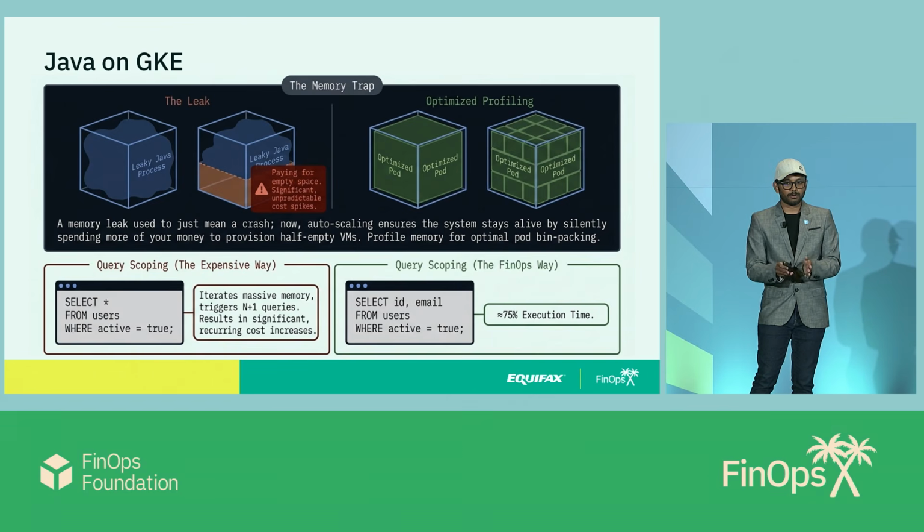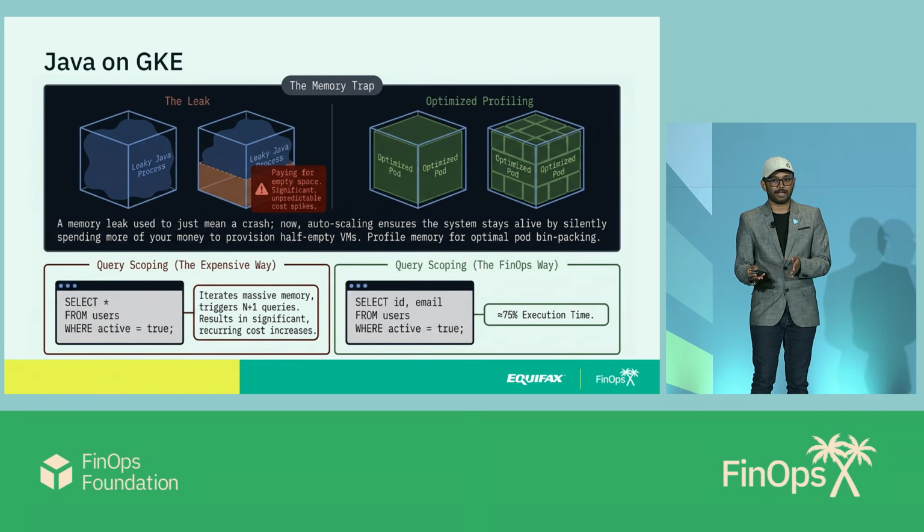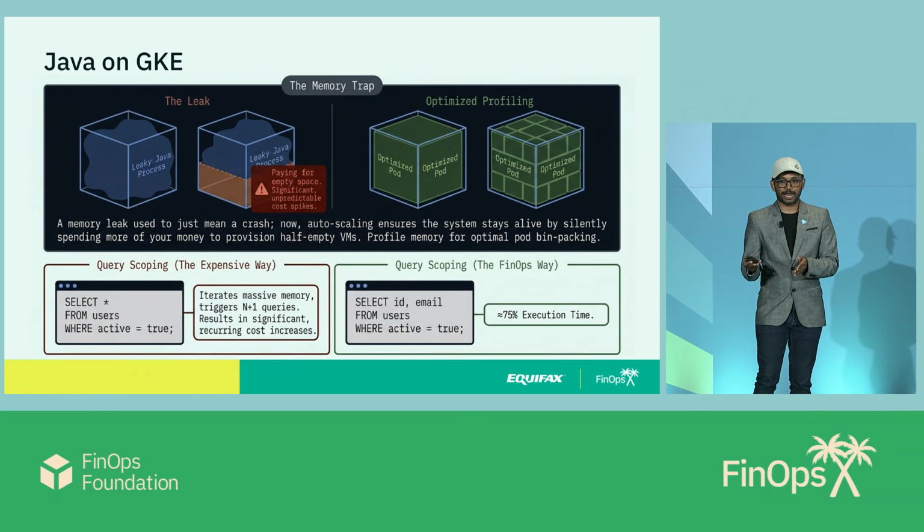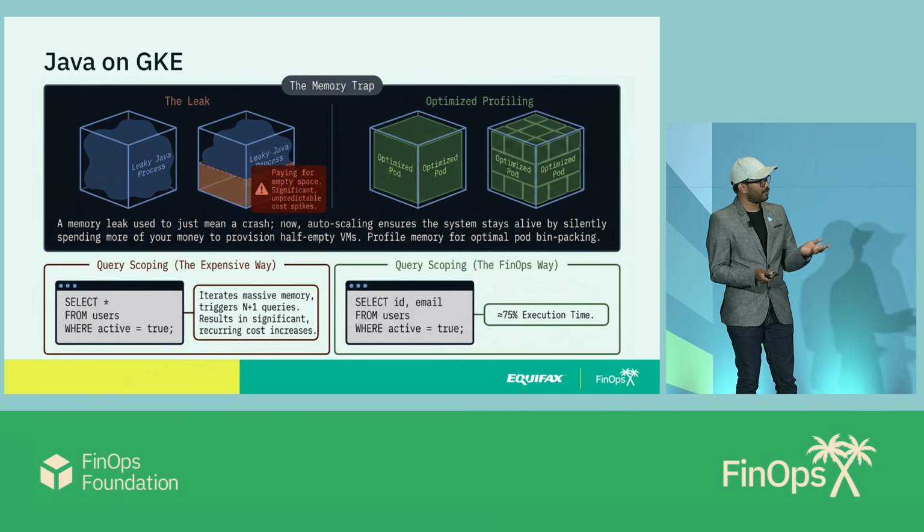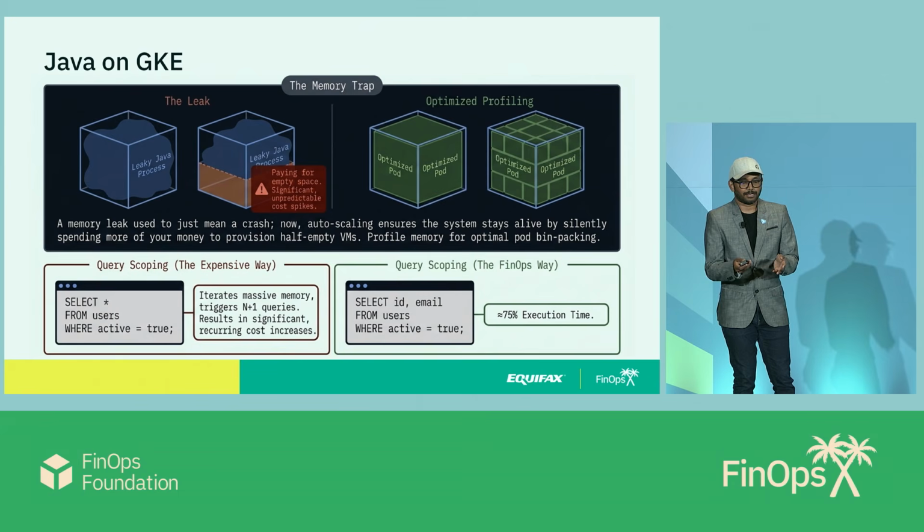And we need to move to, let's say, optimized profiling. That would cost you less. And by profiling memory, we could actually achieve optimal bin packing, right? Meaning you would only pay for the infrastructure you actually use.